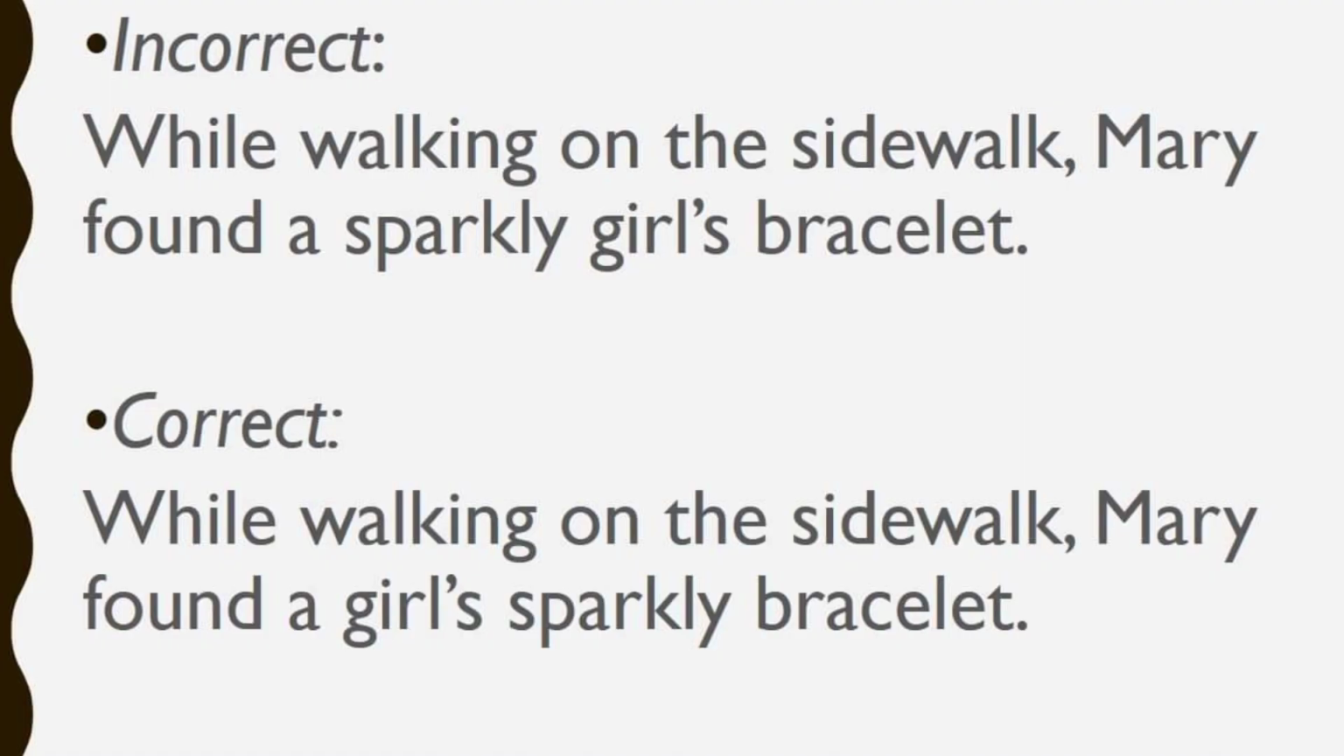For example, while walking on the sidewalk, Mary found the sparkly girl's bracelet. Observe that in this sentence, the modifier that is misplaced is sparkly. What is sparkly? The bracelet. So we have to move it closer to the word that it should be modifying. While walking on the sidewalk, Mary found a girl's sparkly bracelet.